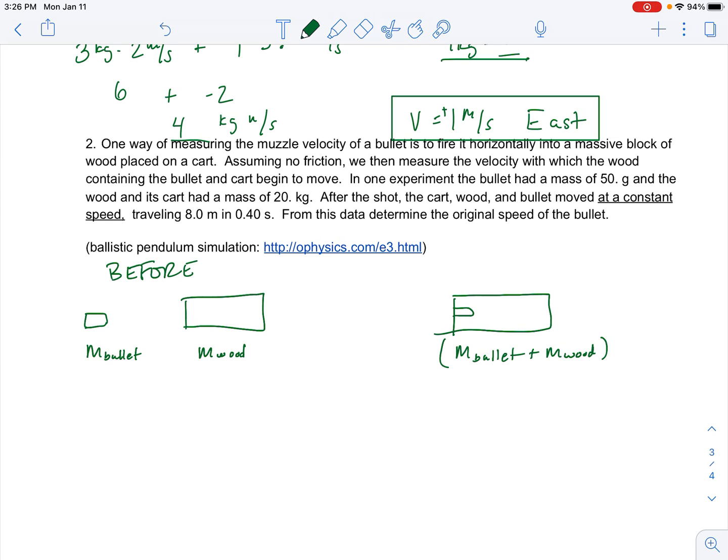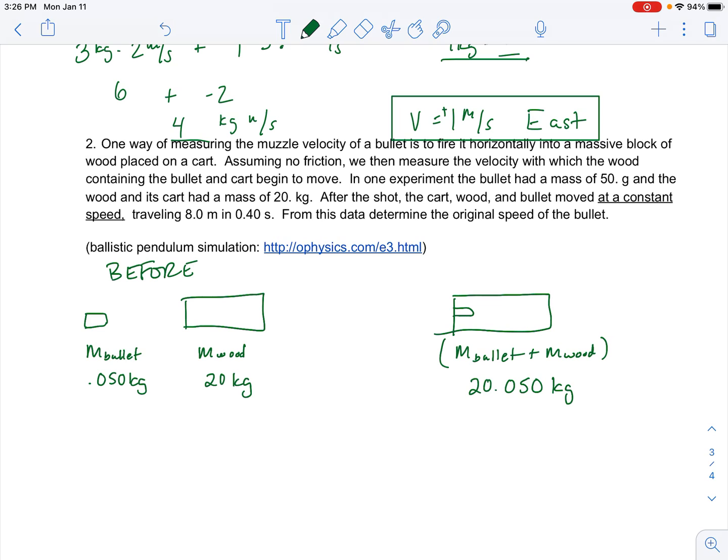to move. In one experiment, the bullet had a mass of 50 grams. So I'm changing that to kilograms. I divide by 1,000. And the wood in the cart had a mass of 20 kilograms. After the shot, so let me do this. So the sum is 20.050 kilograms.